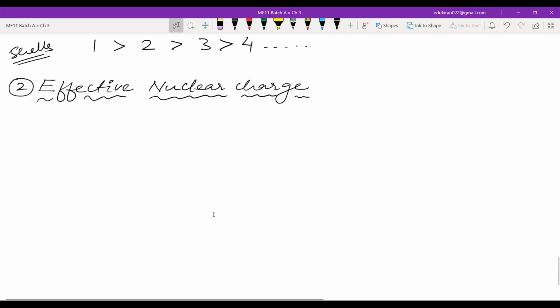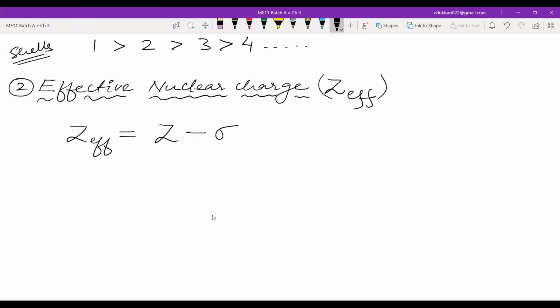Effective nuclear charge. What is effective nuclear charge? It is shown by Z. That is, nuclear charge is Z and effective like this, Z effective. So what is Z effective? Just remember that Z effective is the actual atomic number minus sigma. The sigma is screening effect. You don't have to calculate these things, but this is how the Z effective is defined.